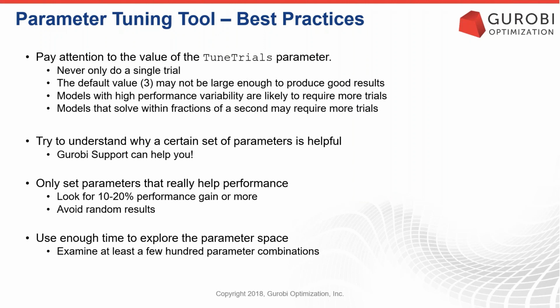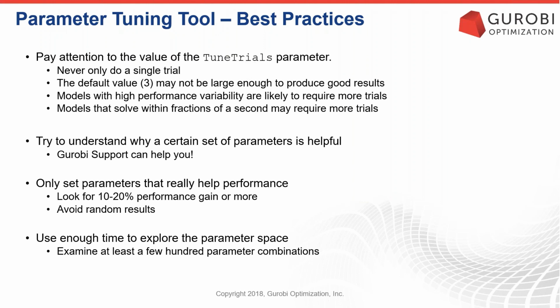Use only parameters that really help. If you improve performance by 1%, 2%, 3%, it's likely that this is also random. Sometimes, of course, 3% can be a lot, but usually you should only go for parameters that really make a big improvement, like 10% or 20%. Also, again, just to avoid random results.